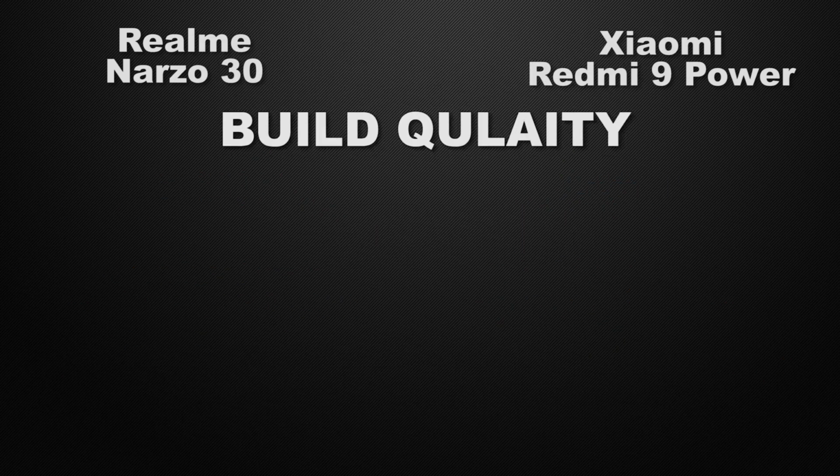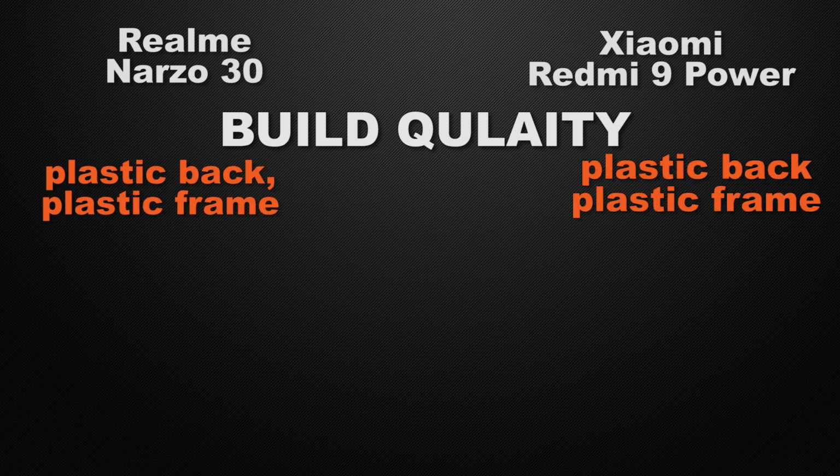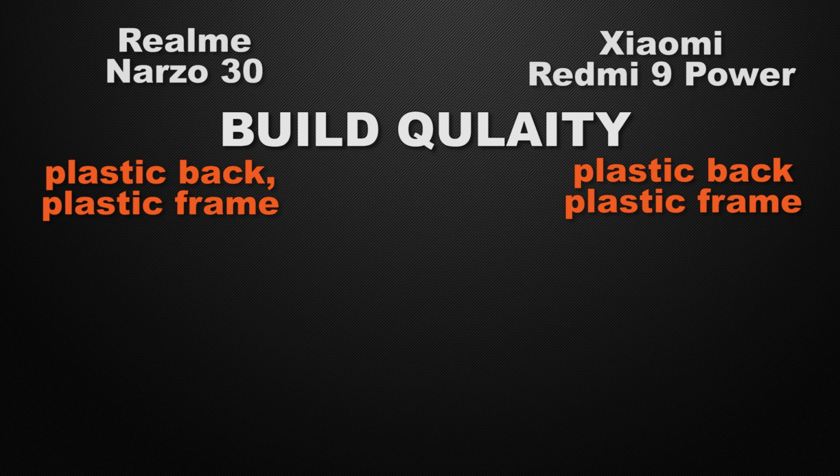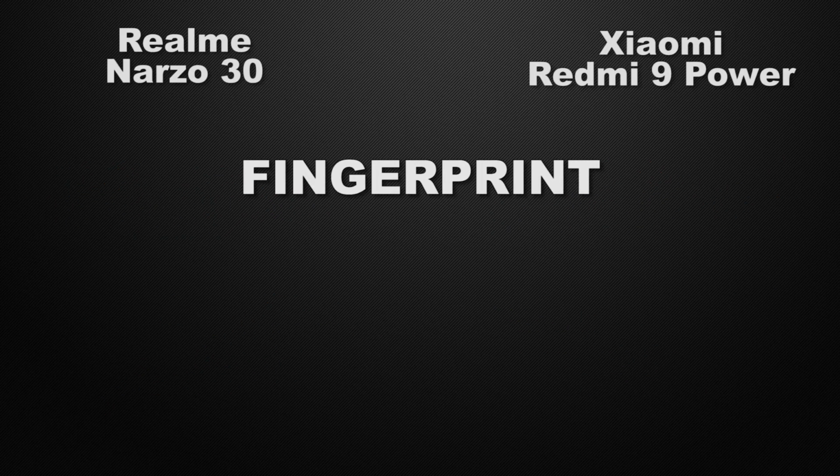Let's talk about the build quality of the devices. Narzo has a plastic back with a plastic frame, whereas 9 Power also has a plastic back with a plastic frame. So it's a tie here because both devices have the same build quality. And about the SIM options, both devices have dual nano SIM support, so it's a tie.